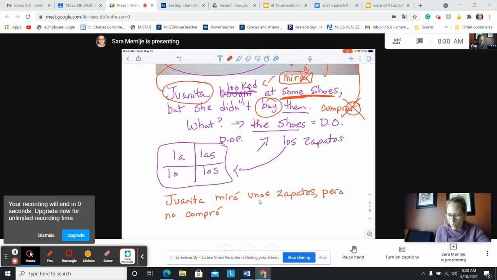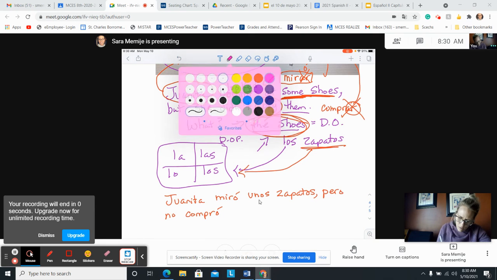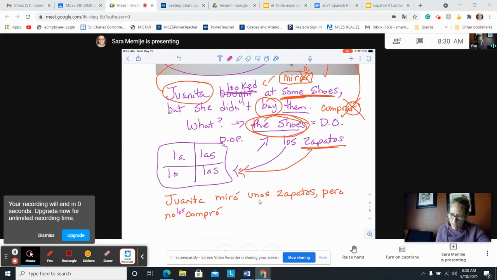I need the them. What's the them? What didn't she buy? Those shoes, zapatos. We said we're going to replace that with los. So where do I put the los? After the negative no, before the conjugated verb. So I'm going to stick it right in between here. Juanita miró unos zapatos, pero no los compró. And there is that sentence translated into Español.